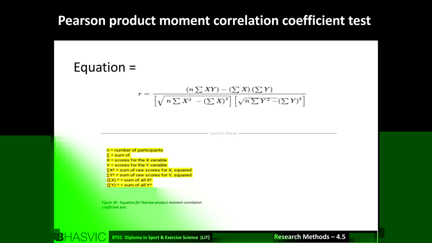Pearson's product moment correlation coefficient test is a parametric test to find the R value of a set of data. This determines the strength and direction of the correlation, the relationship between two sets of data. The data is paired data, so comes from the same participants. It is a parametric test because the data is normally distributed.